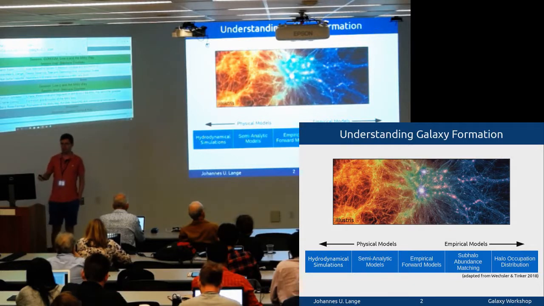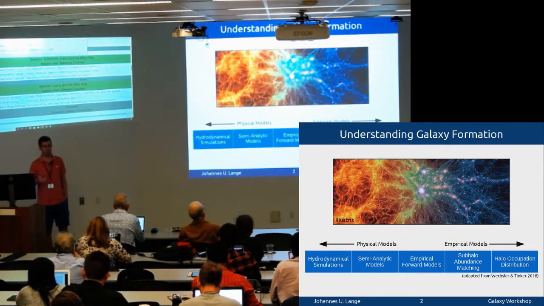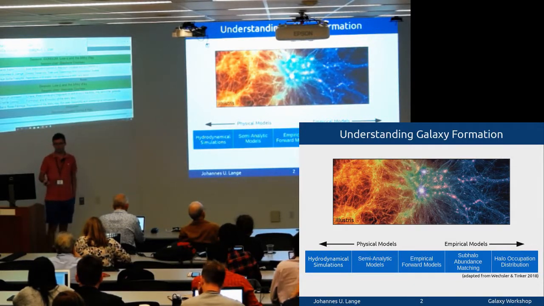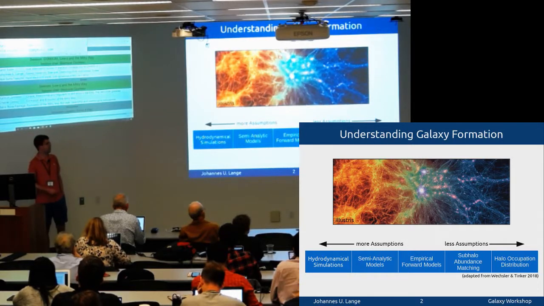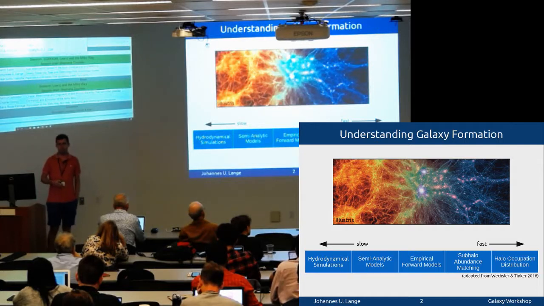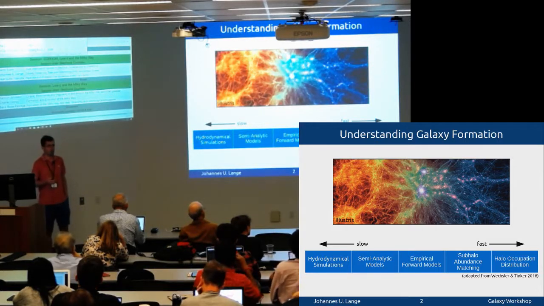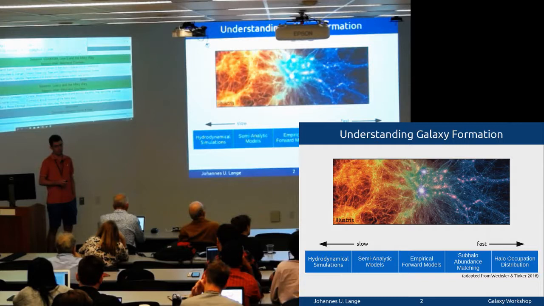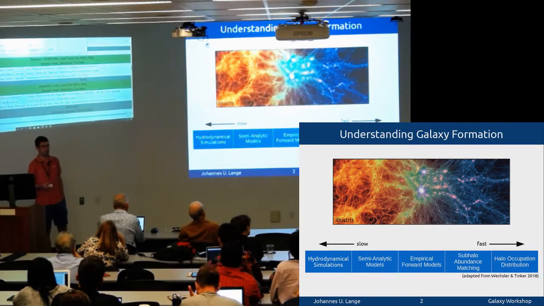And you might wonder why we would use HOD modeling to learn something about galaxies. Well, another way to look at this is to say that models on the left contain more assumptions and models on the right have less. And similarly, models on the left are computationally expensive and models on the right are computationally cheap. So I can run an HOD model and make predictions for various observables like number density of galaxies or galaxy clustering in just, let's say, a millisecond.